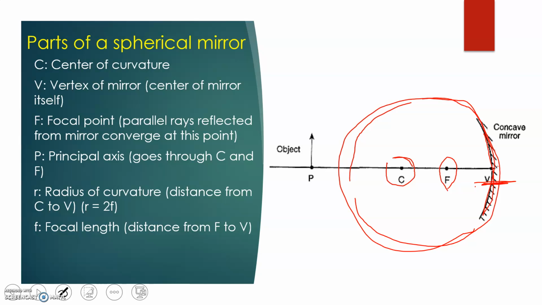The principal axis is what we would really be talking about. When I say P, this line is P. It goes through the C and F. And then we have our object here. So we're always going to be looking at our object. And when I say P, this is the line I'm talking about.